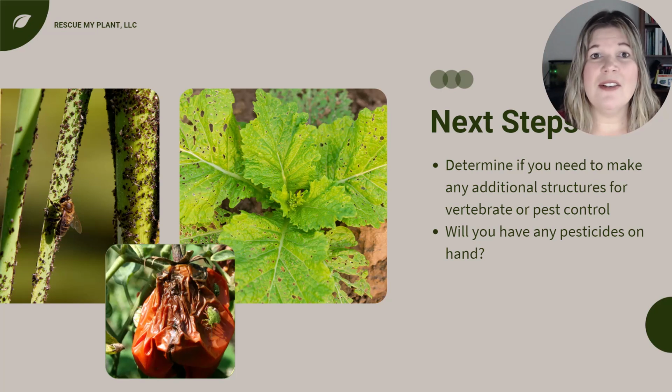Depending on your situation, such as if you know you have certain vertebrate pests, you may want to build some additional structures. You may want to purchase a couple of general pesticides to have on hand for when the pests come. Hopefully you got some useful tips on how to manage pests and diseases on your crops. Make sure you inspect your plants often so that you can manage them quickly.